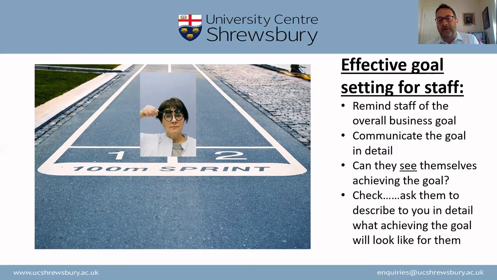So the process would be to start with, remind staff of the overall business goal. What is the outcome that you're actually looking for? Provide that in detail, like the second bullet point says. You've got to try and make sure that the employee can really see what that goal looks like, and can they see what it looks like for them, ideally.